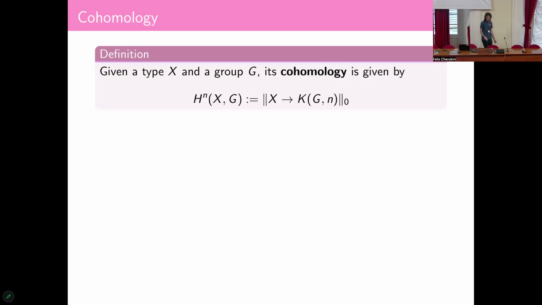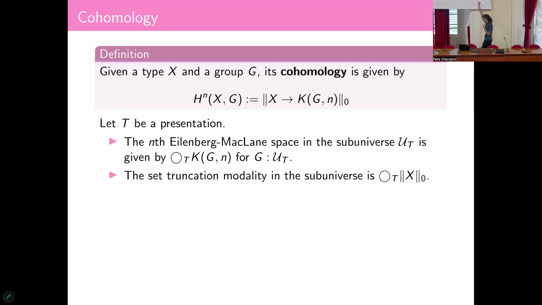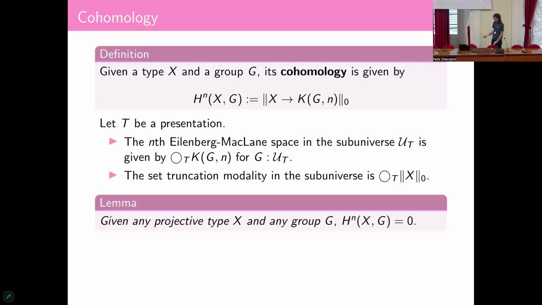Given a type X, classically, like in HoTT, we define the cohomology like this. And given a presentation, it's very easy to check that the Eilenberg-MacLane space in the sub-universe is just given by sheafifying the external one. And set truncation is given by sheafifying set truncation. So for any projective type X, its cohomology is 0. This is easy as well. And you should think of cohomology as detecting how close to having choice something is.